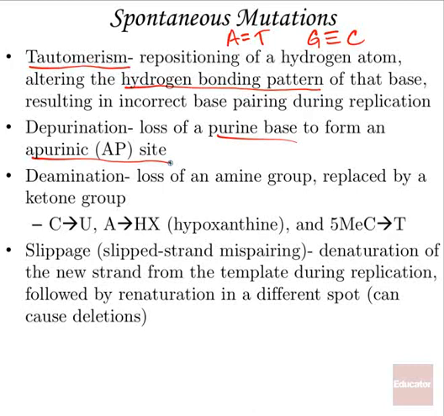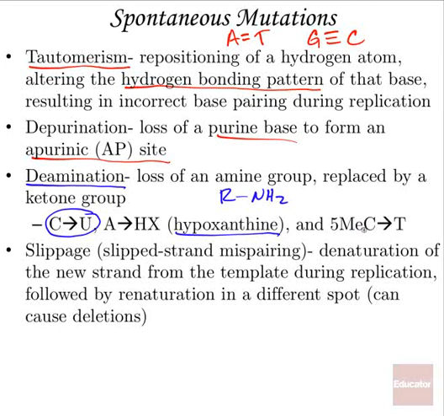Okay. Another type is what's called deamination. And that's a loss of an amine group. Remember, our amine groups are NH2, okay, attached to the alkyl group. And so we lose the amine group, replacing that with a ketone group. So deamination of cytosine will lead to a uracil, because cytosine and uracil only differ by that amine group. Okay, if you deaminate adenine, you can end up with hypoxanthine. And if you deaminate your 5-methylcytosine, that will give you a T.